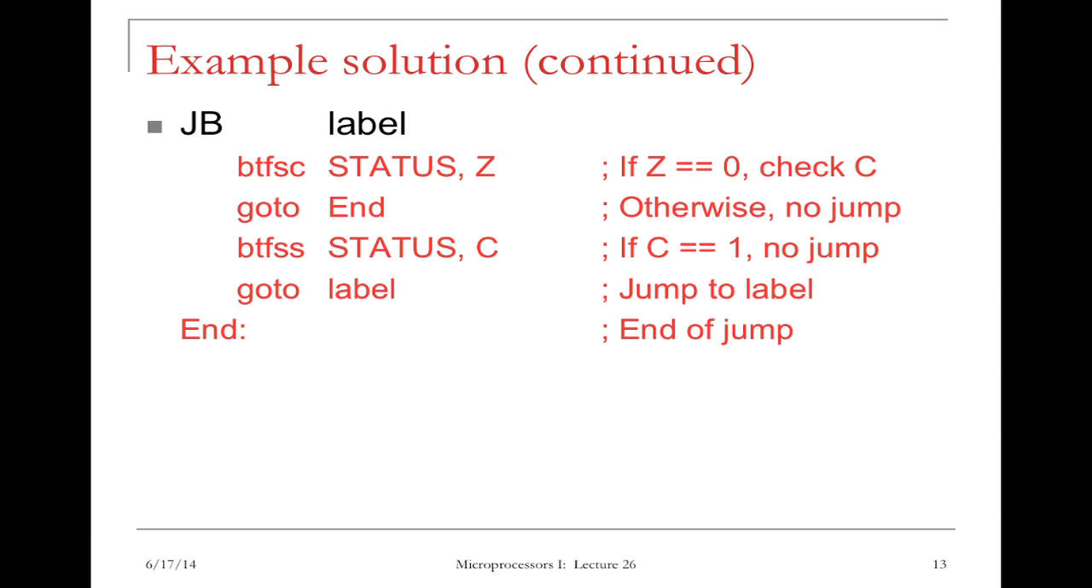This JB is actually checking a combination of the zero flag and carry flag. So it's a bit one more step compared to the previous examples. I'll skip this example.